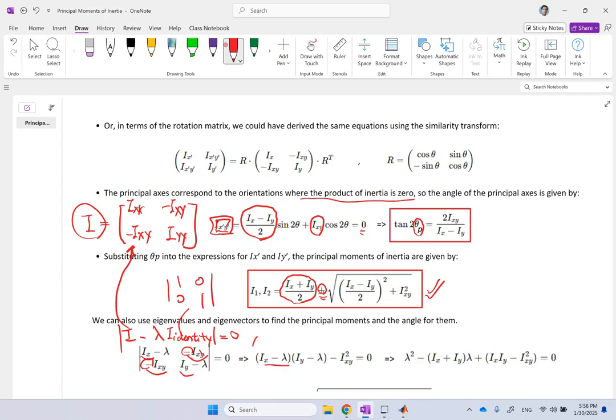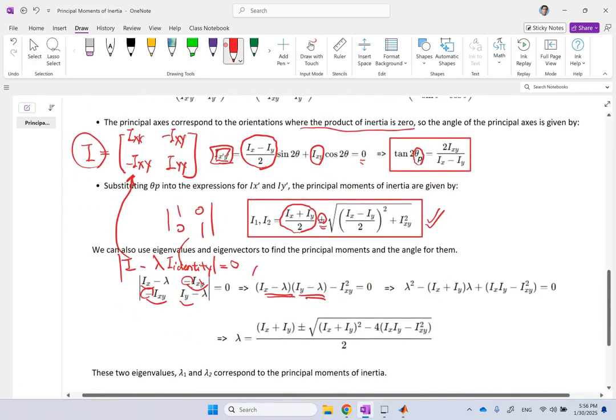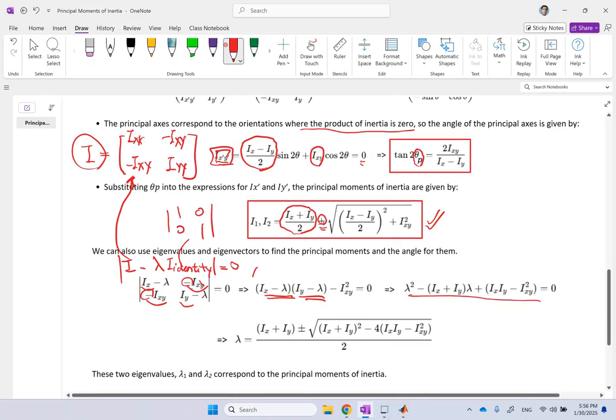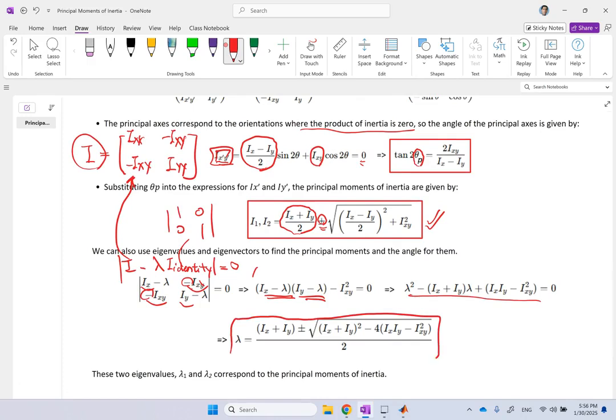Now in 2D, you're going to get two eigenvalues, lambda 1 and lambda 2, which are the roots of this quadratic equation. If you compare these two together, you see they are the exact same thing. You just need a little bit of manipulation and you exactly get that. So what does it mean? It means I1 and I2, the maximum and the minimum moments, are the eigenvalues of the inertia matrix. That's what I said. These are the maximum and the minimum.